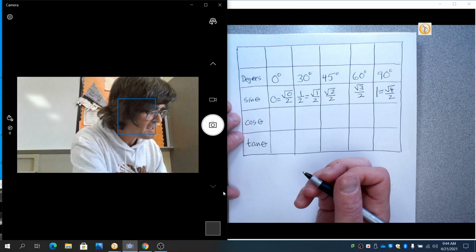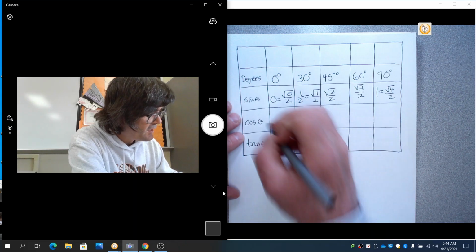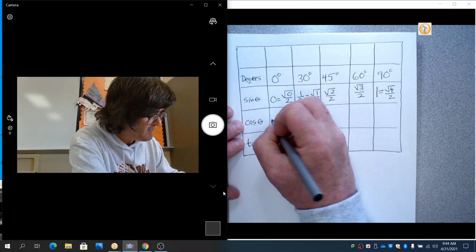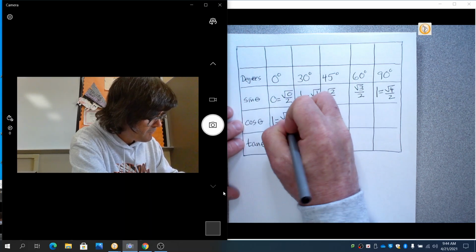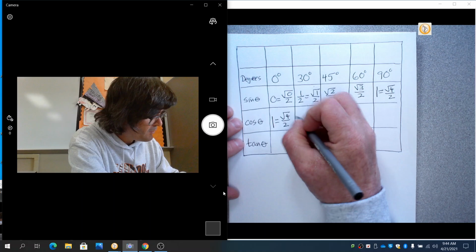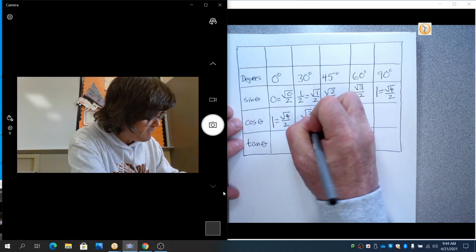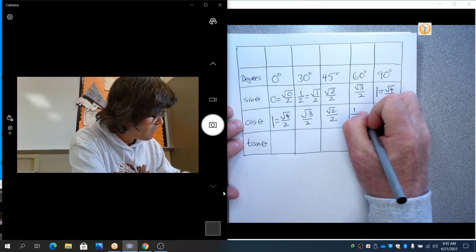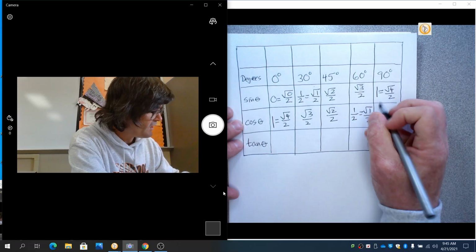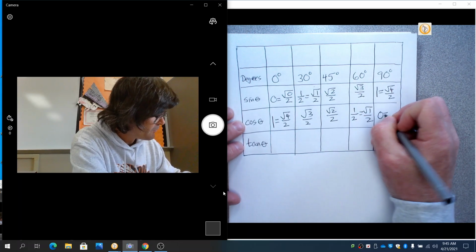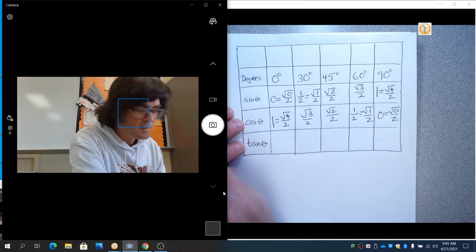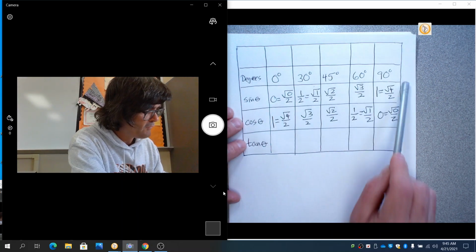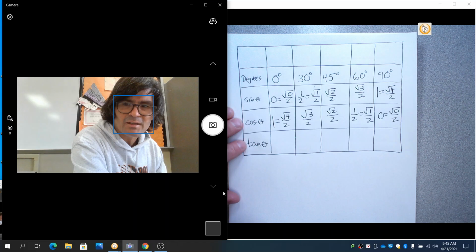Now, cosine, exactly the same numbers, except backwards. So the cosine of 0 is 1, root 4 over 2. Cosine of 30 is root 3 over 2. Cosine 45 is root 2 over 2. Cosine of 60 is 1/2, or root 1 over 2. Finally, cosine 90 is 0, or root 0 over 2. You know, look, 0, 1, 2, 3, 4. 4, 3, 2, 1, 0. You can remember that. That's a pattern that can stick with you.